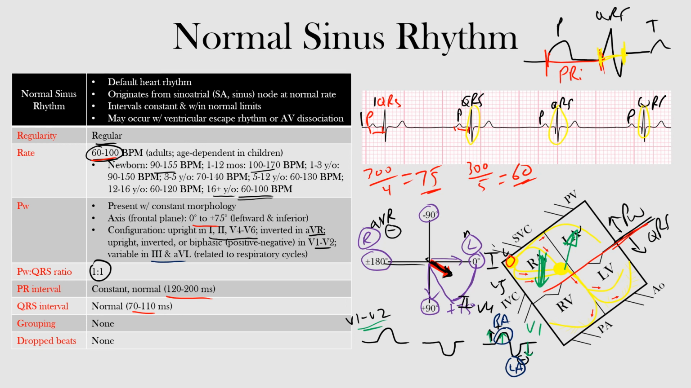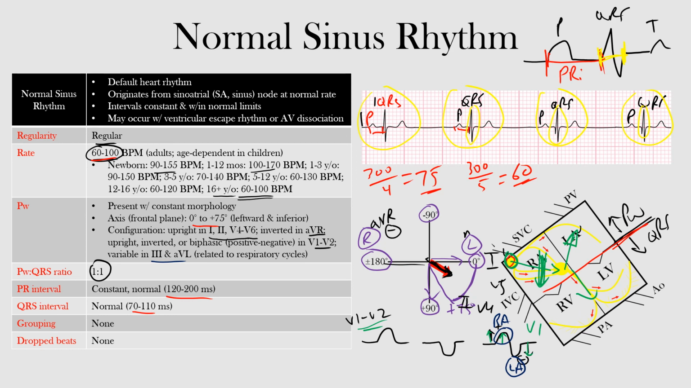And then in terms of grouping, okay, we don't see any grouping because we just have each one occurring on its own. Okay, so no grouping present, and there's no drop beats. Every P wave that goes through, okay, so every sinus node that fires and makes its way through gets through the ventricles. Okay, so no drop beats at all in this case here.